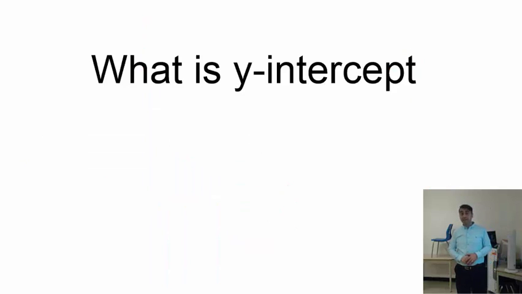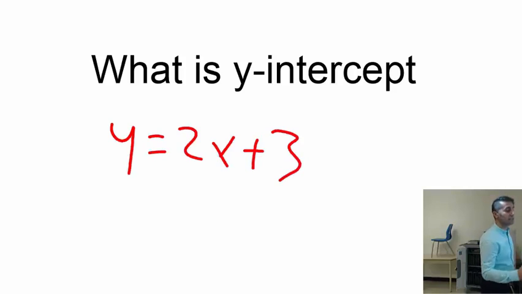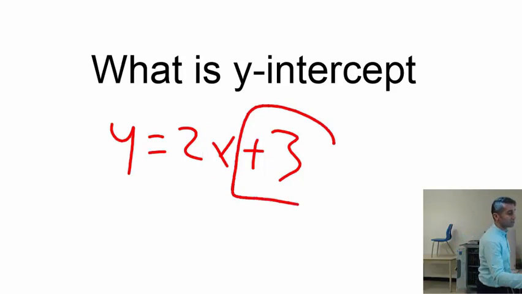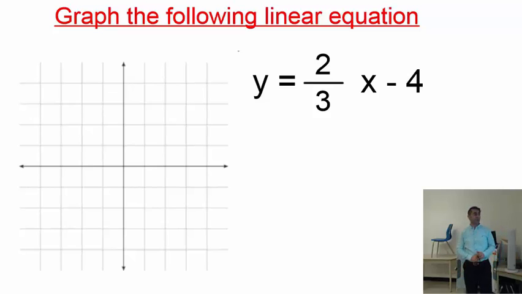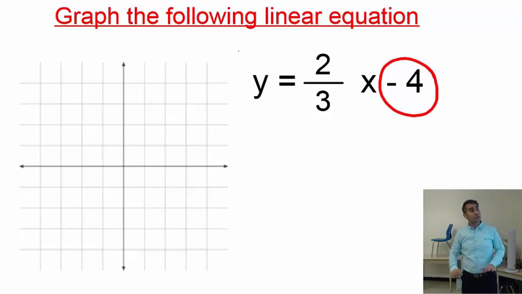What is the y-intercept? In y equals 2x plus 3, the y-intercept is the number that comes after the x. After the x comes plus 3, which is a regular number 3. Let's go ahead and make an example. Let's talk about the y-intercept first. Over here, the y-intercept is negative 4. So let's figure out where the y-intercept is.